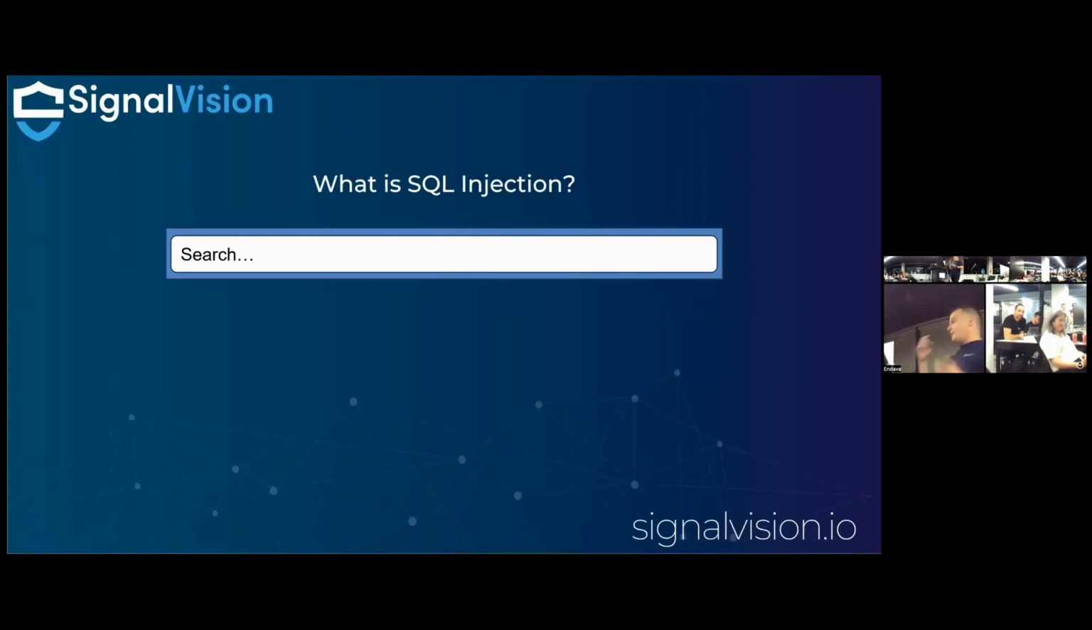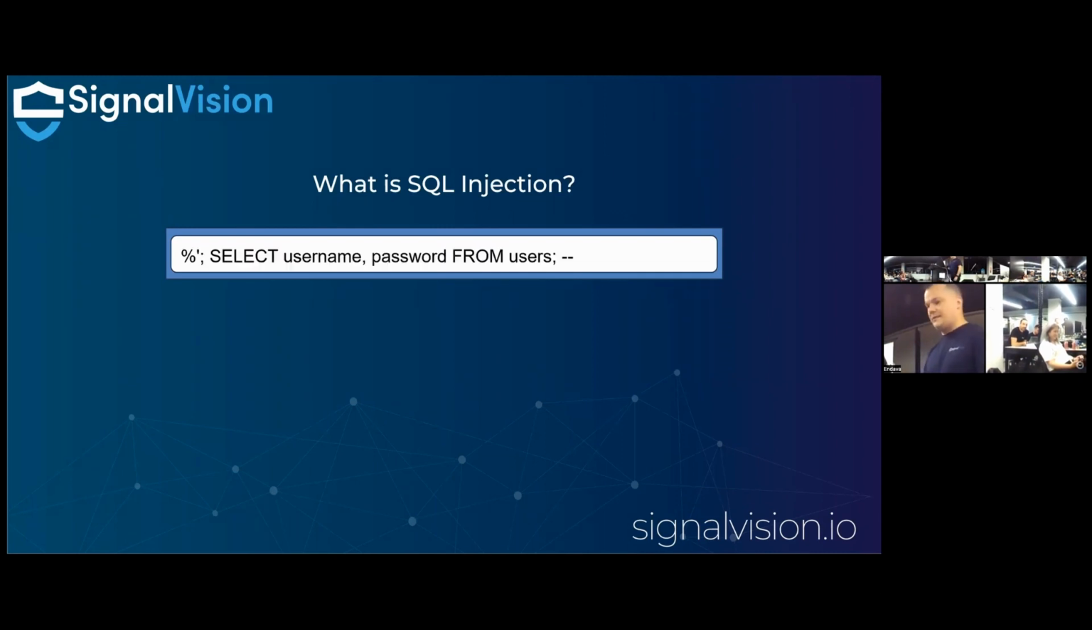So what is SQL injection? Well, when we interact with a web application, it's usually talking to an SQL database somewhere in the back end, right? And we're running queries against it. What if we run a query that includes SQL? Well, in this case, we escape the actual query that's being run. And now we're trying to retrieve usernames and passwords from the users table.